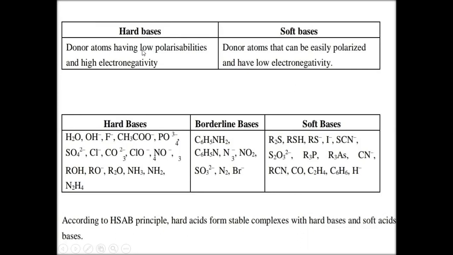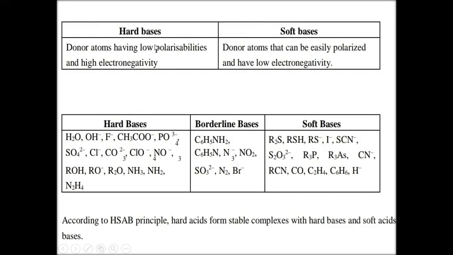So hard bases are type A or class A ligands. Soft bases are type B or class B ligands. For acids, you call it the metal ion. For bases, you call it the ligand. So the metal ion is the acceptor, the ligand is the donor. Acid is the acceptor, base is the donor.